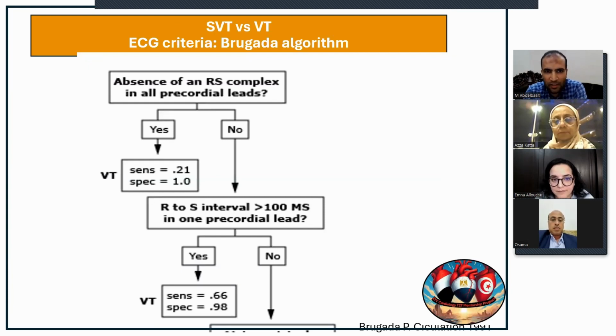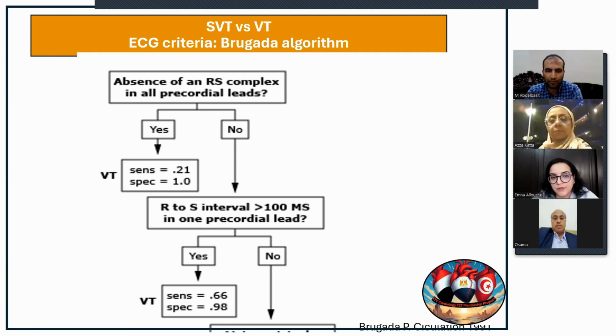So what is the Brugada algorithm for differentiating VT from SVT, Dr. Amna? To differentiate ventricular tachycardia, which is the more dangerous diagnosis than supraventricular tachycardia, many algorithms were developed to distinguish these two tachycardias in the emergency room. The most famous is the Brugada algorithm, which has 4 steps.